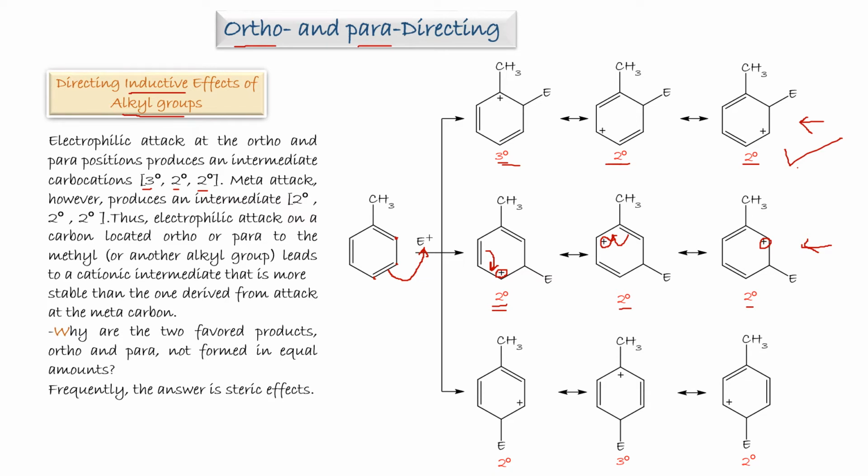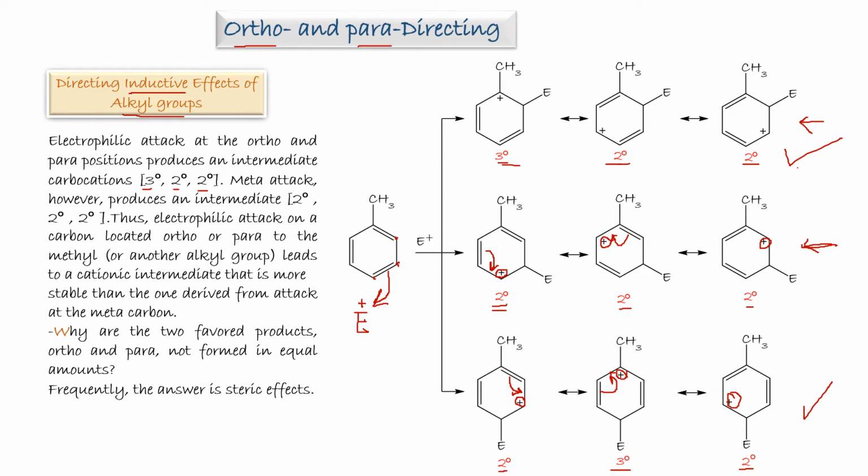Now let us go to the para position. Attack this way. So the positive charge will be on this carbon, secondary, tertiary, secondary. So the contribution here would be secondary, tertiary, and secondary. Again, this is much more stable than the meta one, equal to the one in the ortho, right? So the alkyl group is also a para director, an ortho para directing group.